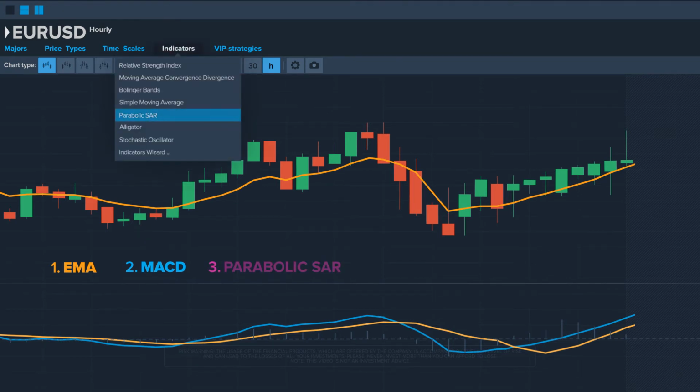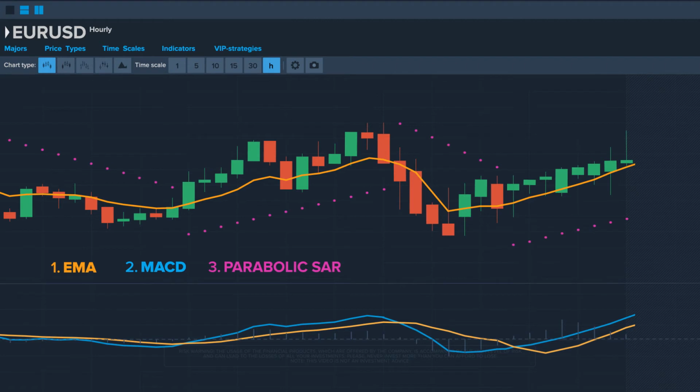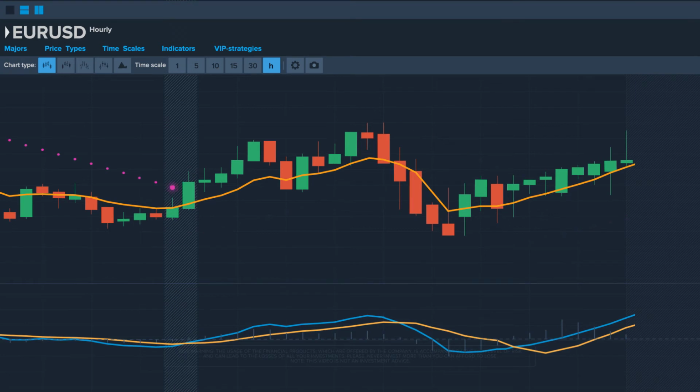Apply the third element of the strategy, the parabolic indicator, to the chart. It also confirms the trend's direction or indicates its reversal. Your focus should be on the position of the indicator dot relative to the chart. When it appears on the opposite side of the candle, this is a signal that the trend is reversing.